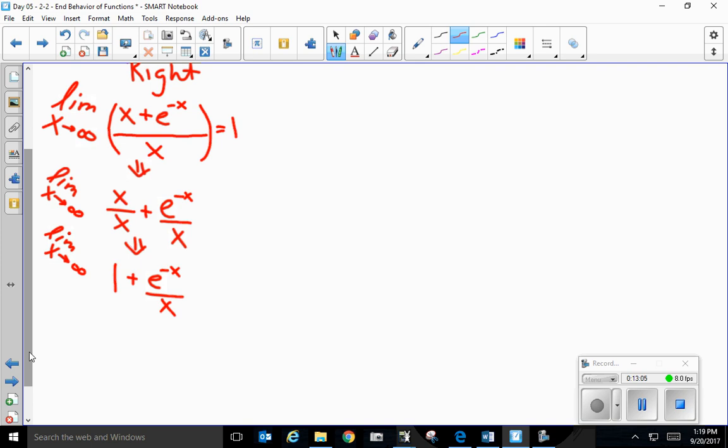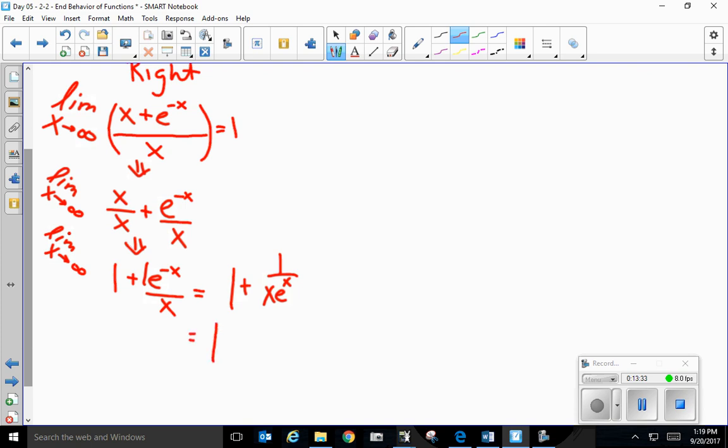Well, there's nothing else that I can do here. If I wanted to, I can simplify. What do I do with negative exponents? I flip negative exponents to make them positive, right? So that's really 1 plus 1 over e to the x. My e to the x is just going to come to the bottom, and now it's positive. I've got to throw an infinity in for both of those x's.